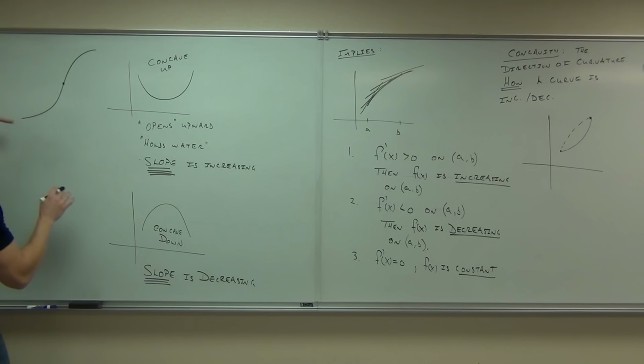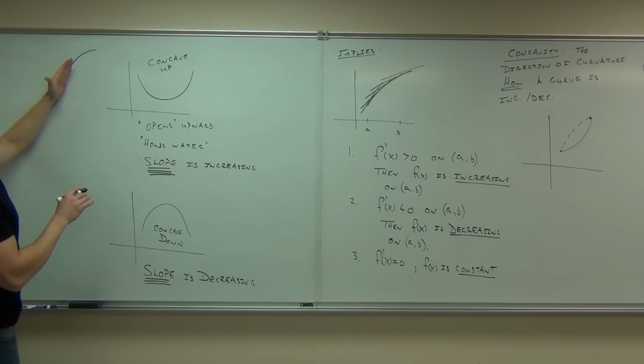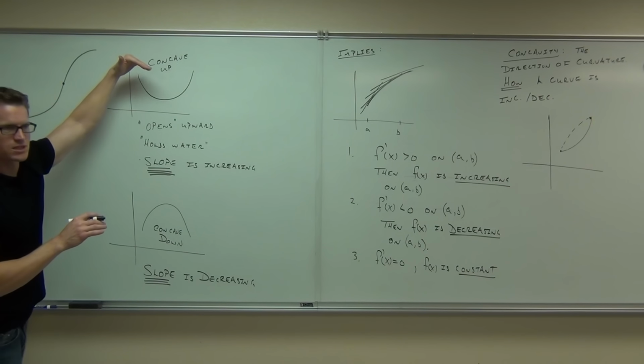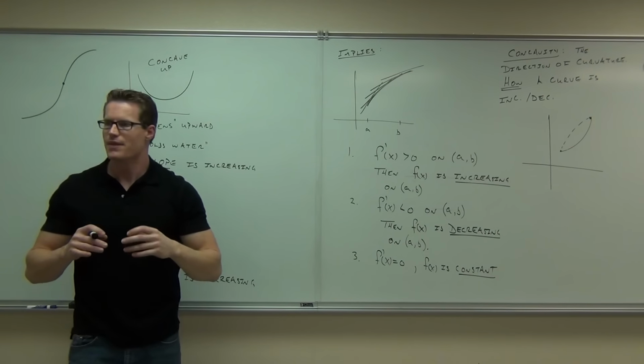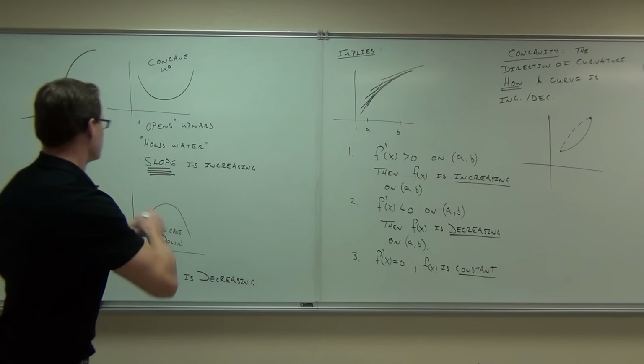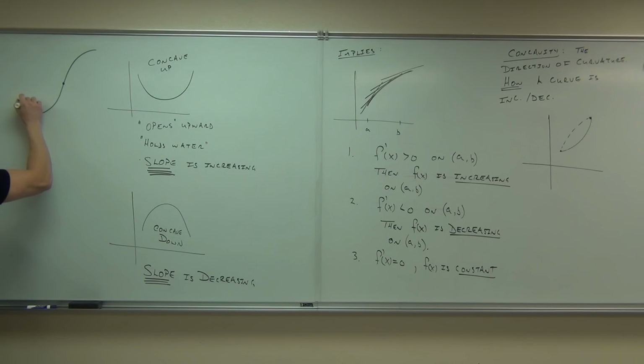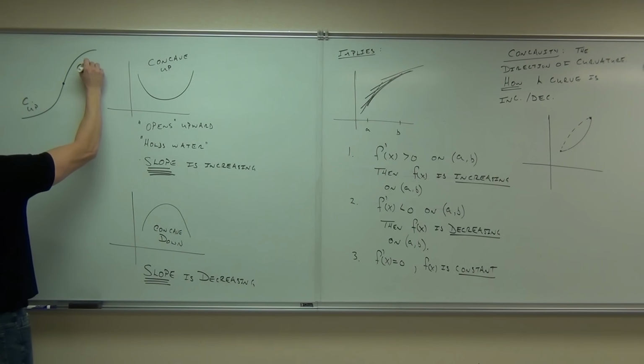From the slope increasing, increasing, increasing, and the slope dies off. Decreases, decreases, decreases. Do you see what I'm talking about there? That changes from concave up to concave down. This would be up. Concave up, concave down.